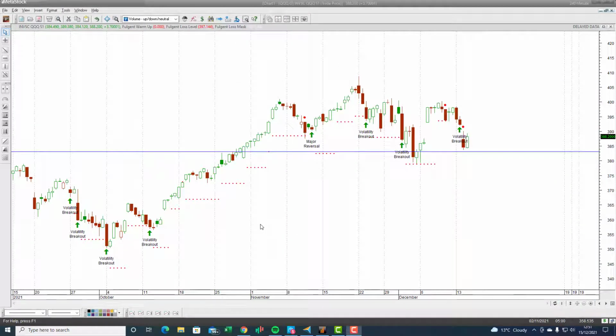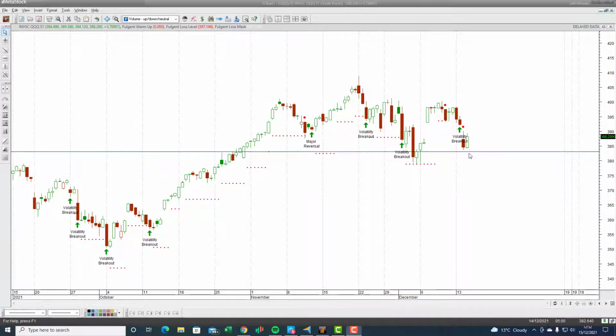So looking at the 4-hour chart, we can see in October we had quite a lot of great volatility breakout trades, captured most of the move in October. So we can see here the most recent trade, the volatility breakout worked out well, and then there's a new one. Just that one got stopped out because it hit the trailing stop.